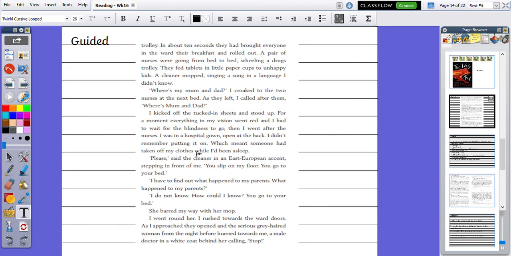I went around her and rushed towards the ward doors. As I approached, they opened, and the serious grey-haired woman from the night before hurried towards me, a male doctor in a white coat behind her, calling, "Stop."